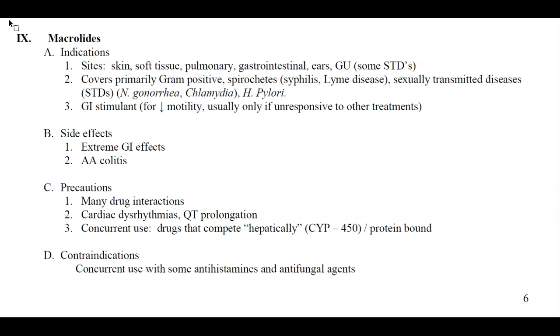In addition, it's also used for gonorrhea, chlamydia, H. pylori, which we covered earlier. So H. pylori is a bacterial infection in the digestive tract. At times, macrolides are also used as GI stimulants.